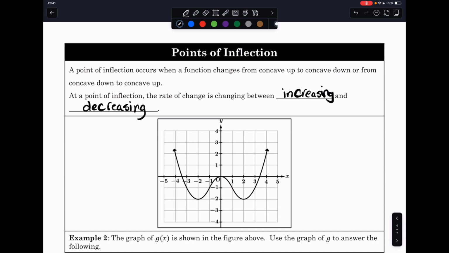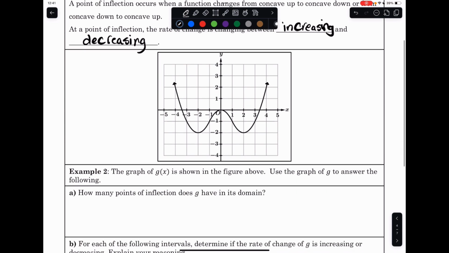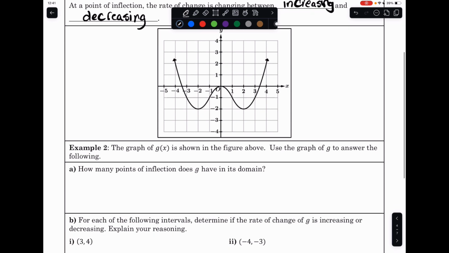For most practical purposes, you'll be given again where that location is and what that point of inflection is. But you should also be able to understand and see how many points of inflection a graph should have, depending on where the graph concaves up and concaves down, or how many times the graph concaves up and concaves down. So let's look at this example right here. The graph of G is shown in the figure above. Use the graph of G to answer the following question. How many points of inflection does G have in its domain?